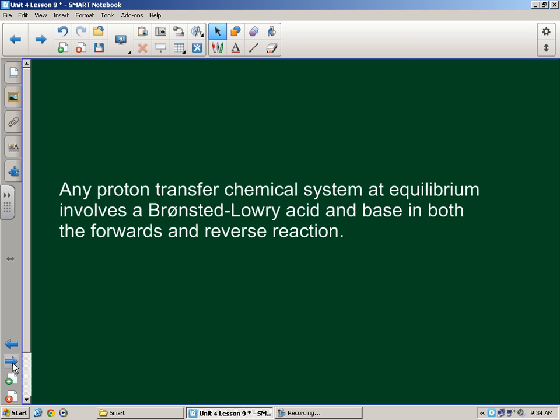Any proton transfer chemical system at equilibrium involves a Bronsted-Lowry acid and base in both the forward and reverse directions, of course. We saw that with H plus and OH minus, proton donor, proton acceptor.